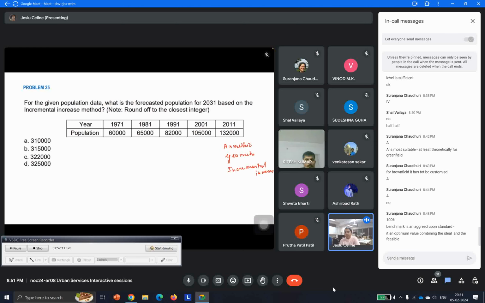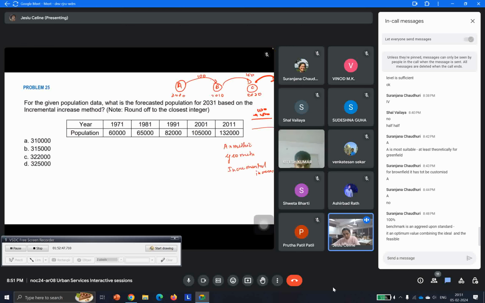For instance, if we have A, then B, then C, say 2000, 2010 and 2020. From A to B, let's say the population has increased by 100 people, in very simple terms, and from B to C, it has become 150. Now in the arithmetic increase method, we would average this out: 100 plus 150, take the average, which is the arithmetic mean. Then we would project and say how many people there would be in 2030.